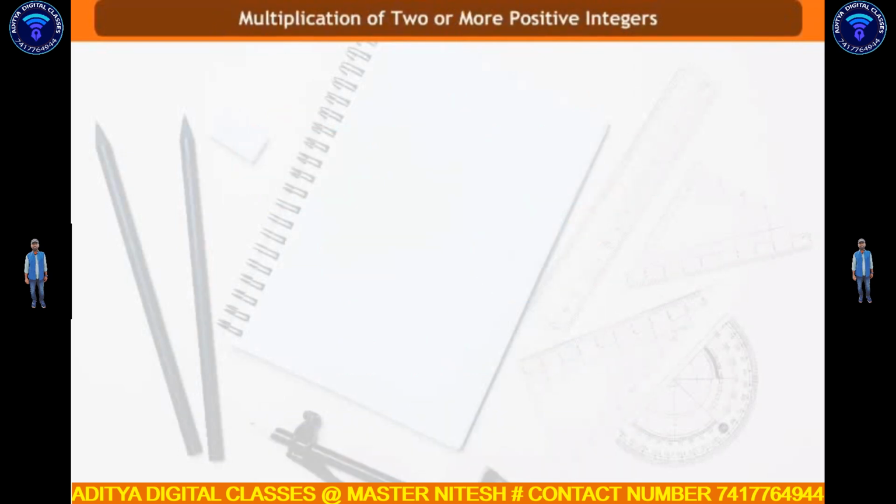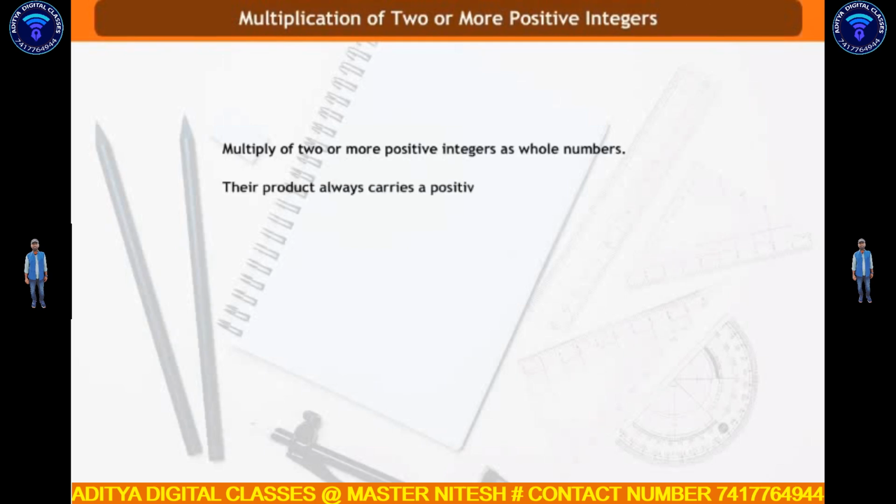Multiplication of 2 or more positive integers. Multiply 2 or more positive integers as whole numbers. Their product always carries a positive sign. Thus, for any 2 positive integers a and b, a into b is equal to ab.